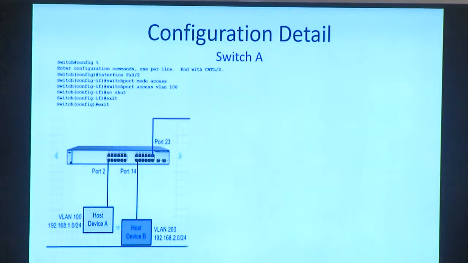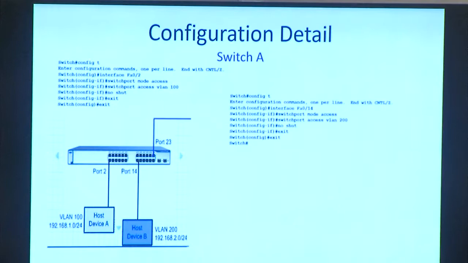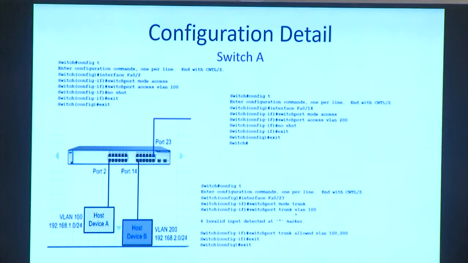And this is the detail of the actual commands that you would enter in the Cisco environment to build the VLANs between those two switches. Basically, this would be the actual configuration.